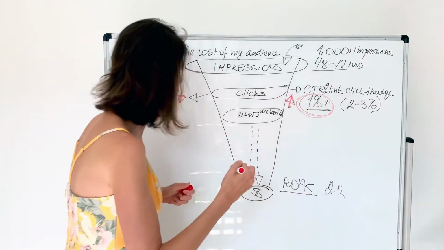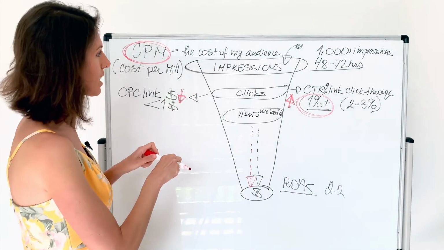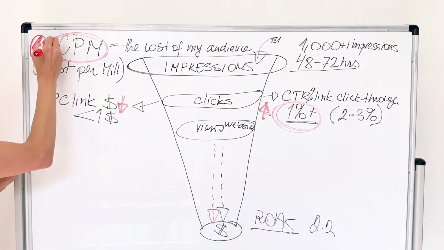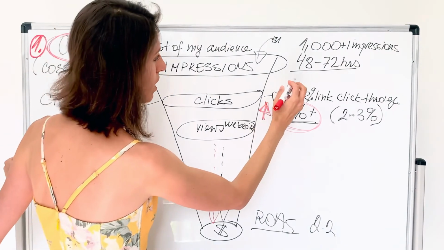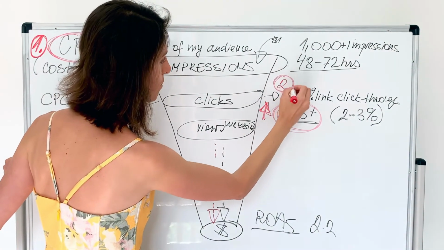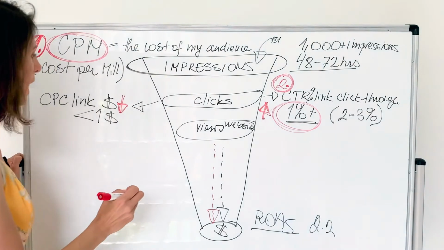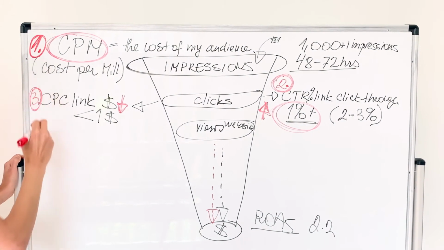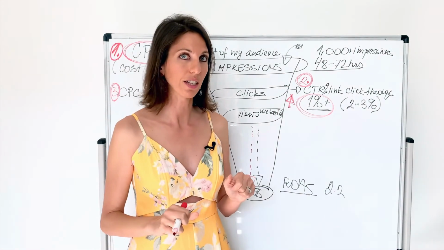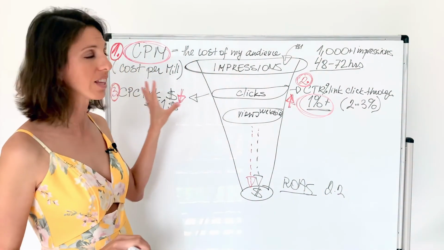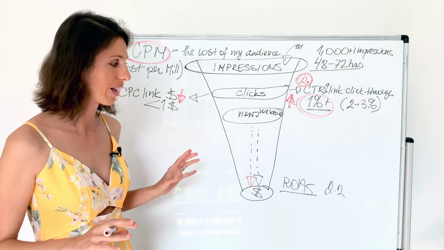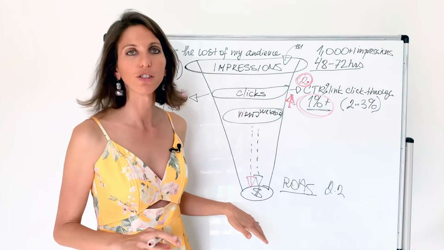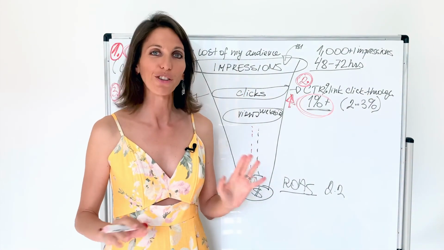I want you guys to always look at these three numbers. What is your CPM? What is your CTR, link click through? And what is your cost per link click? These are the very first three things you need to start looking at. If these three things are not working well, then forget return on ad spend, forget ROAS. Traffic is not going to turn into sales and it's not going to work for you, period.